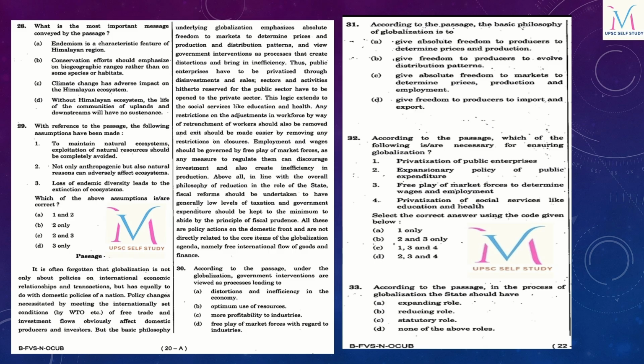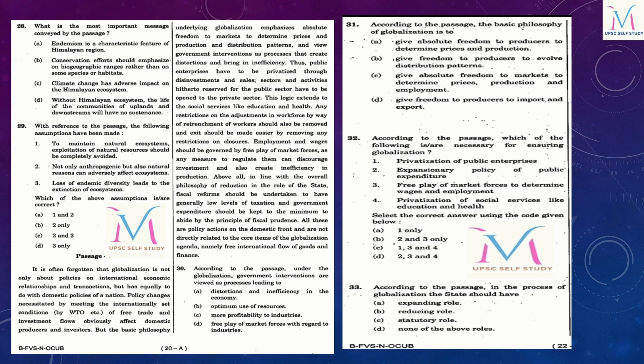According to the passage, the basic philosophy of globalization is to give absolute freedom to the producers to determine price and production, give freedom to producers to involve distribution pattern, give absolute freedom to markets to determine prices, production and employment, or give freedom to the producers to import and export. So for question number 31, option C is correct: give absolute freedom to the market to determine the prices, production and employment.